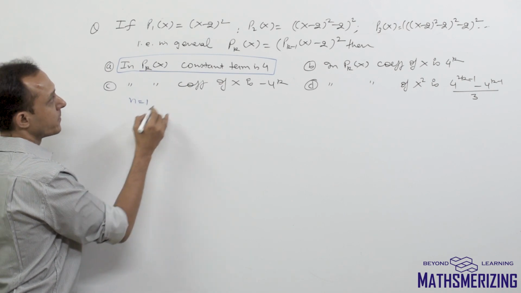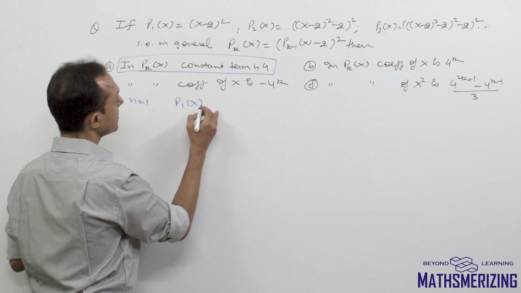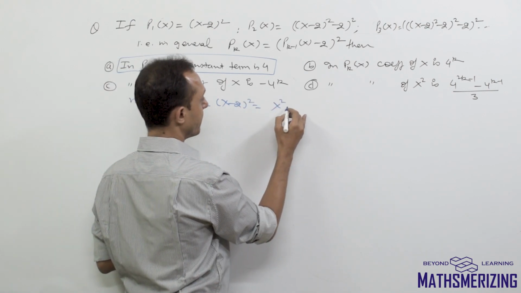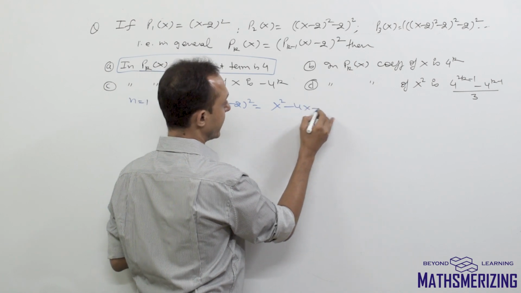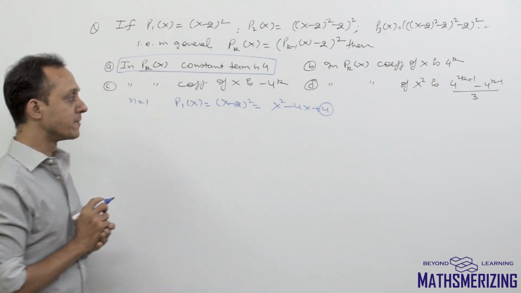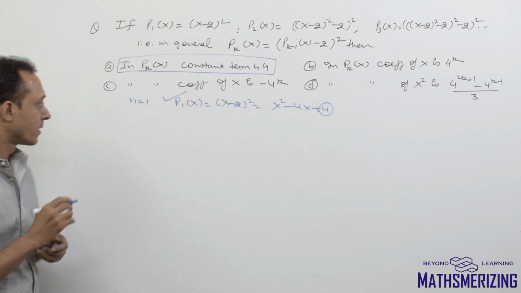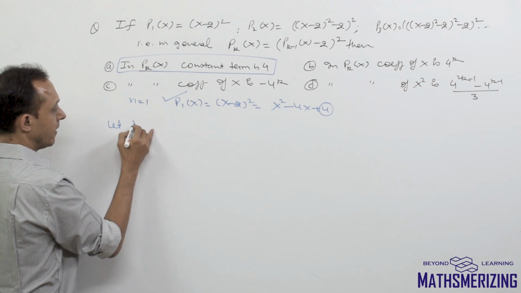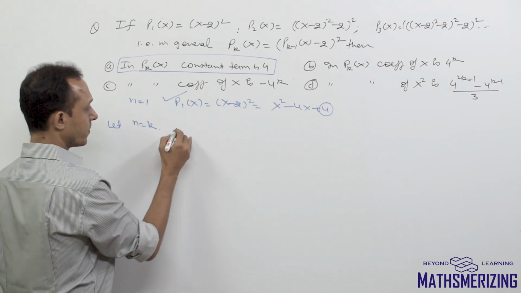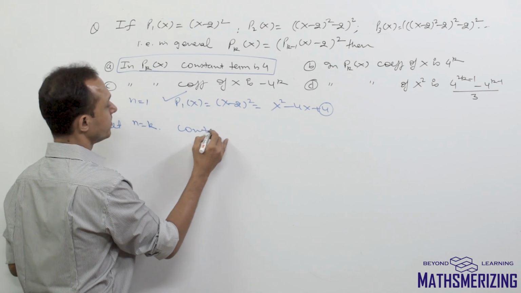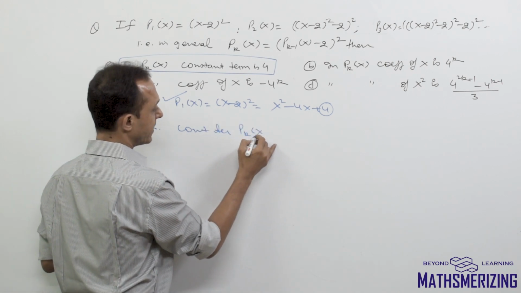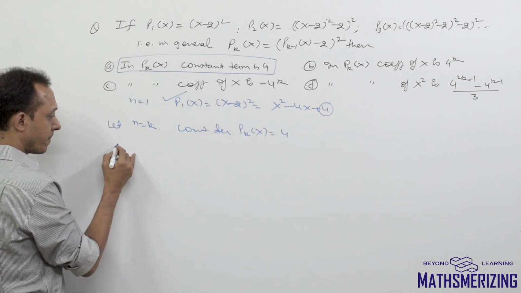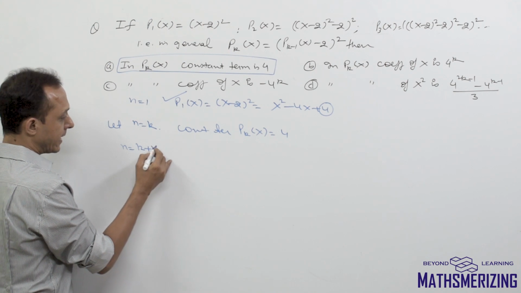So for n equals 1, I'll get p1(x) and it'll be simply (x minus 2) square. So there'll be x square minus 4x and plus 4. So here indeed the constant term is 4. So that is, p1 is true. Now let it be true for n equals k. So I'll assume the constant term in pk(x) is 4. Now I have to prove it for n equals k plus 1.